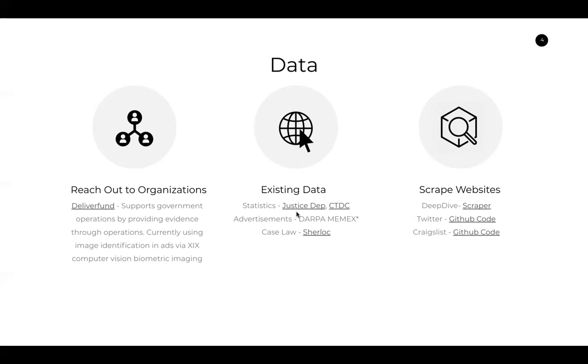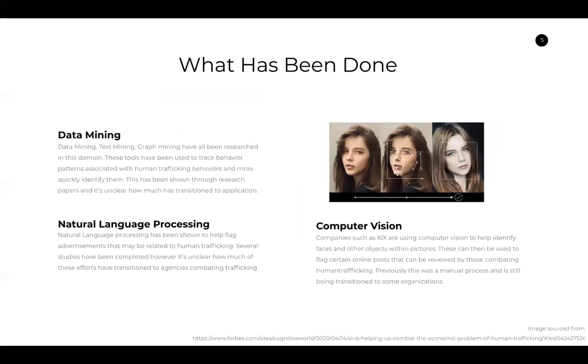There's existing data, mostly in the form of statistics. There is one advertisement data set that I identified called DARPA Mimics, that was scraped from the dark web, specific to human trafficking. However, you can't get access unless you're working on that project. And then you could also scrape data yourself. Deep Dive is a scraper that was actually used to scrape DARPA Mimics. Twitter has an API. For Craigslist, there's available code on GitHub. And then there's whatever your knowledge is to collect on other sites as well, such as Facebook Marketplace or Instagram.